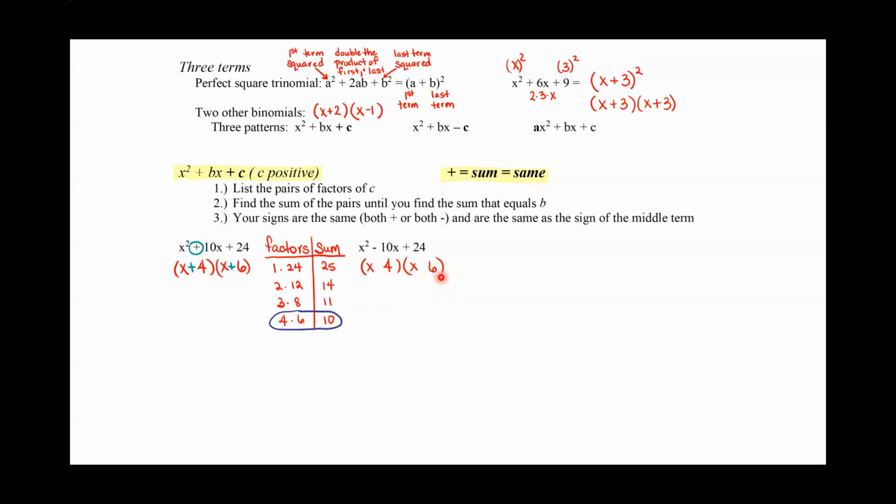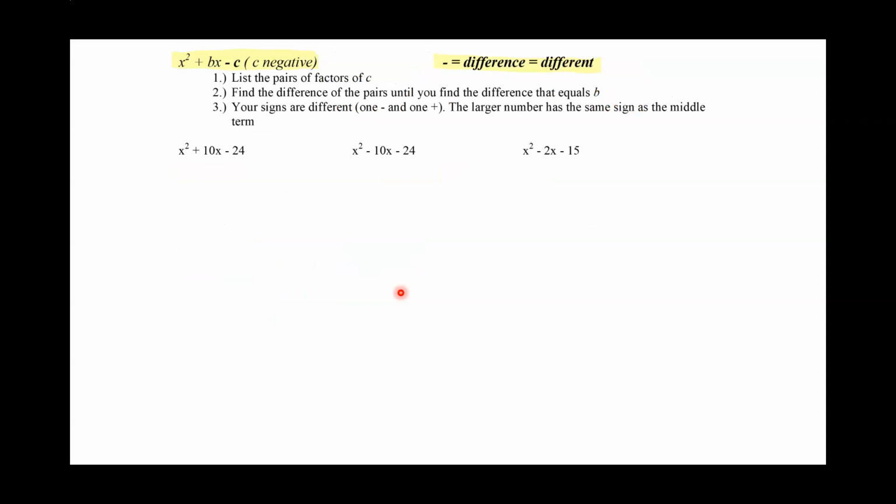This time, however, again, the signs are going to be the same. They're either both positive or they're both negative, and they're going to be the same as the sign of the middle term. Well, the middle term is negative, so that means that both of my signs this time are going to be negative. All right, so if our constant is positive, we're going to think sum, same. If our constant is negative, we're going to think difference, different, because when we think of subtraction or a negative sign, we usually think of finding the difference between two things.